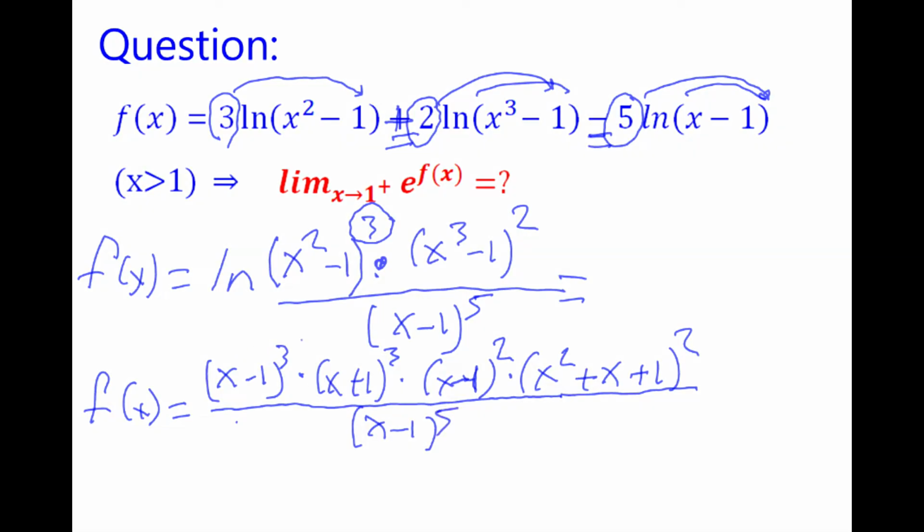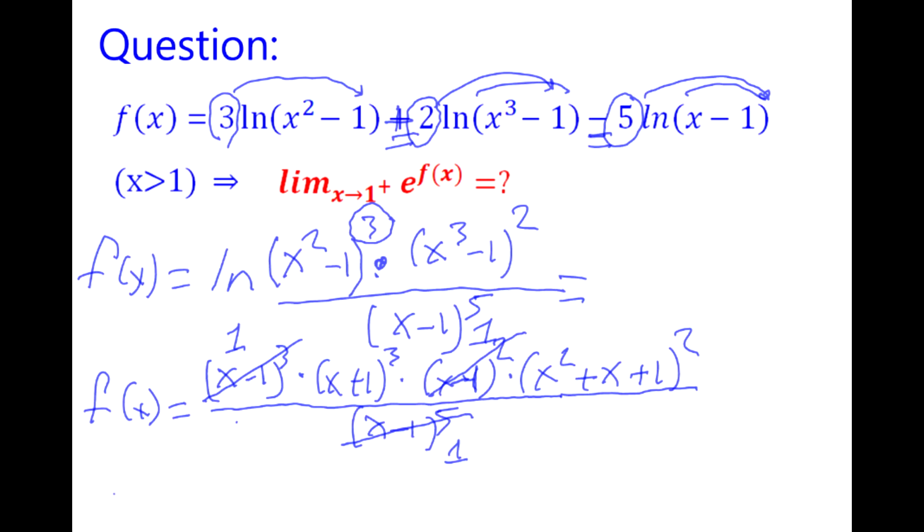And now this term, which is x minus 1 to the power of 3, and this term, which is x minus 1 to the power of 2, cancel the denominator part. So we can write, instead of those, 1, right? And now the leftover is x plus 1 to the power of 3 times x squared plus x plus 1 to the power of 2.